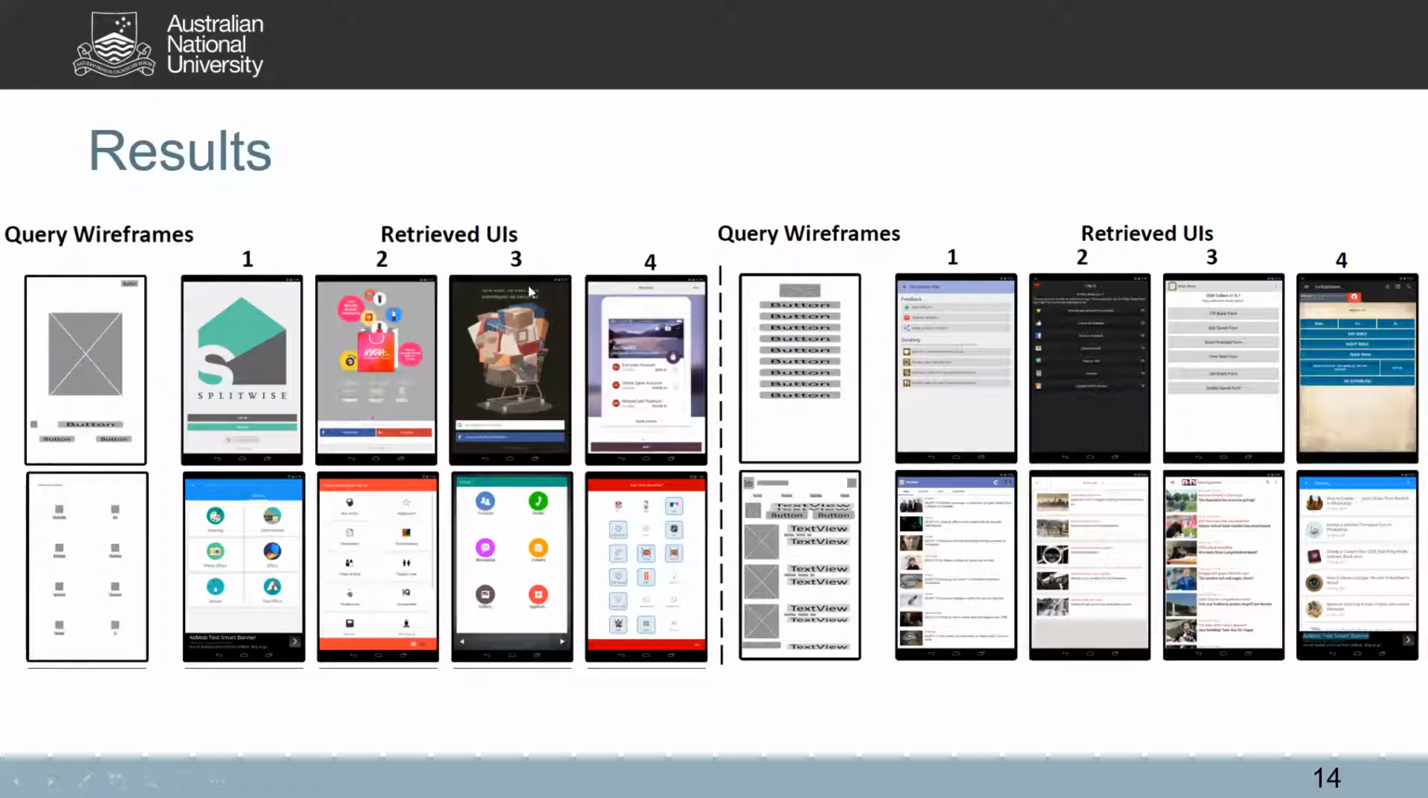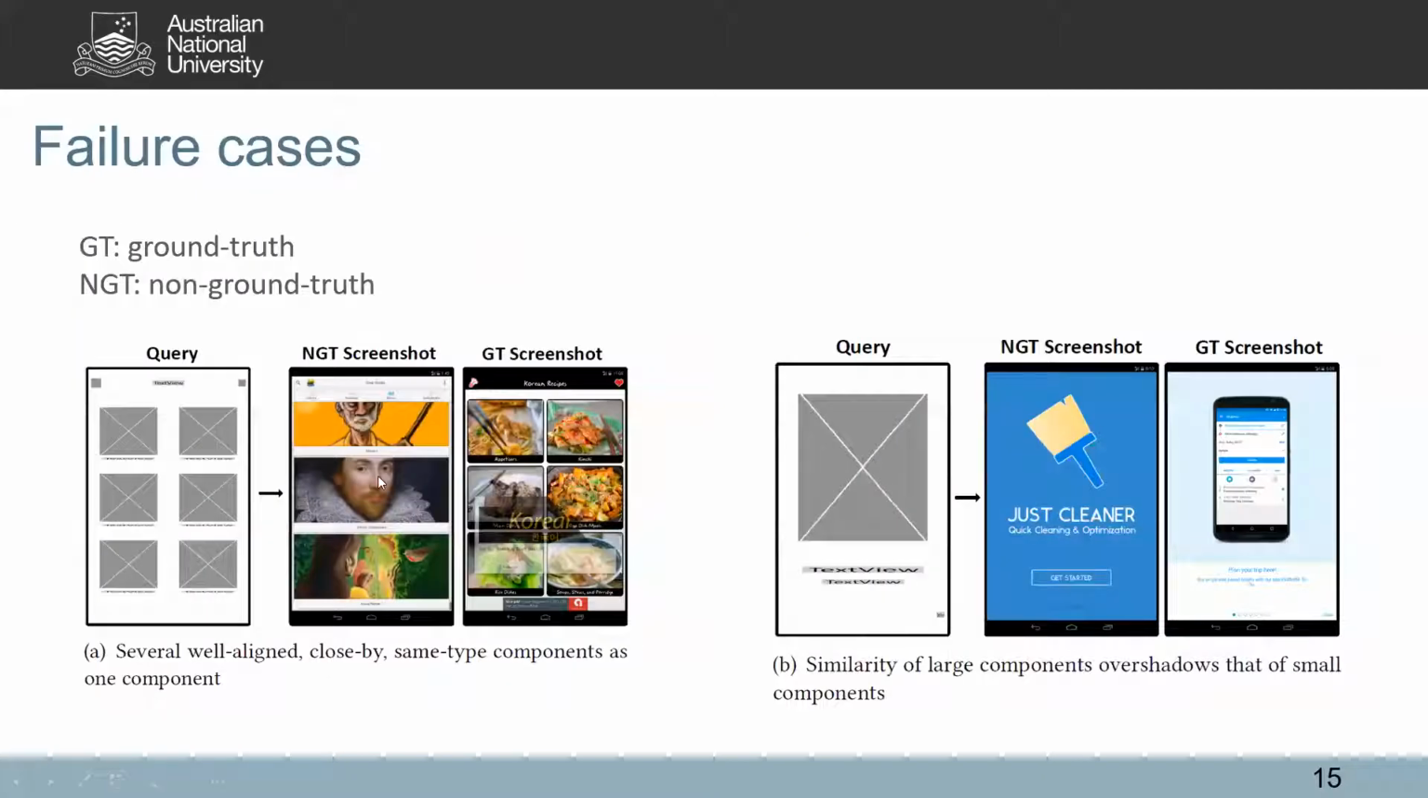And here are some results of our search engine. As you can see from this example, our model could retrieve not only image-wise similar UI designs, but also semantically similar designs. We also evaluate the failure cases of our search engine.